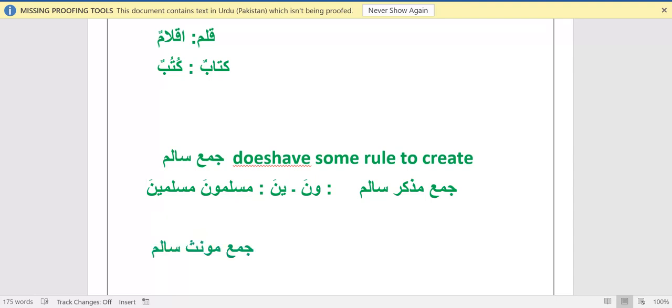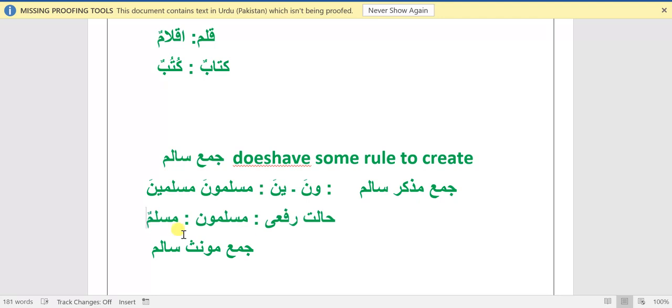Again, the question is when to create Jama Muzakkar Salim with waw or ya. So simply remember, in halat raf'i we have to create Jama with waw when you want to add pesh on Jama.